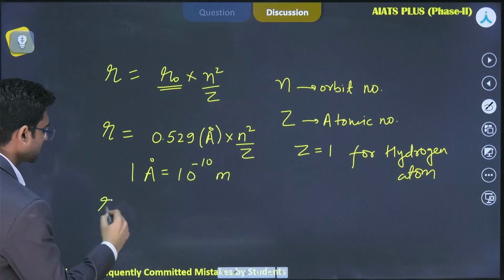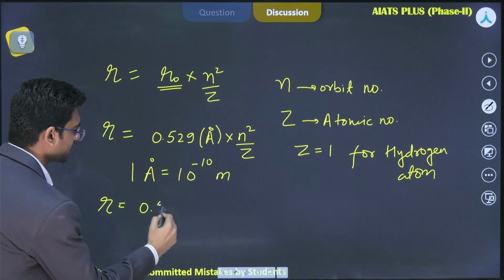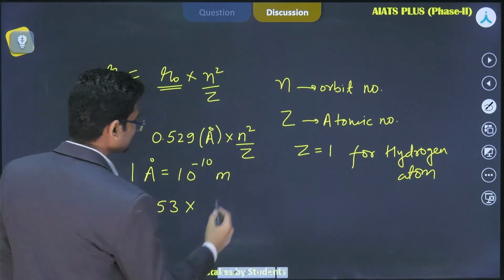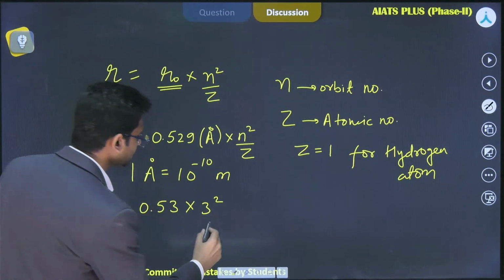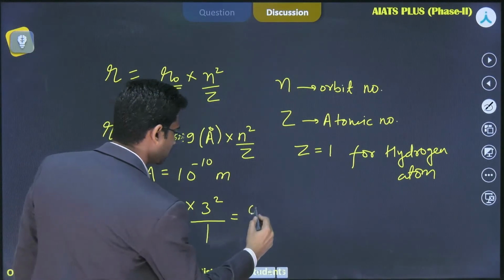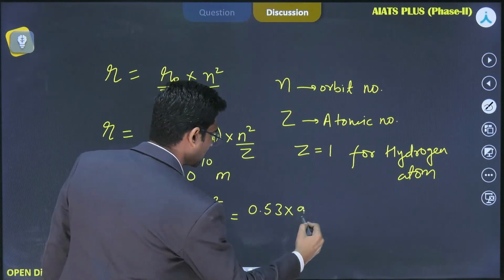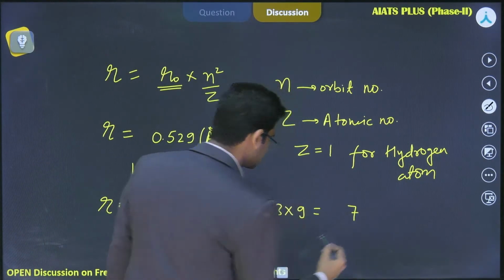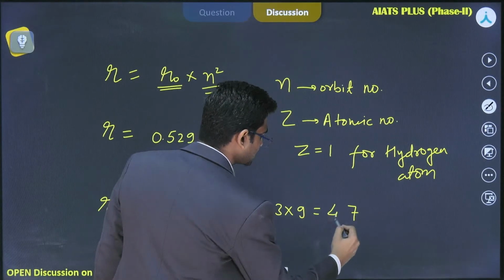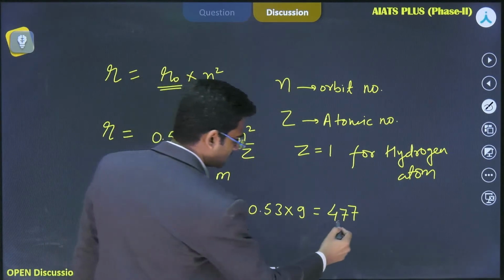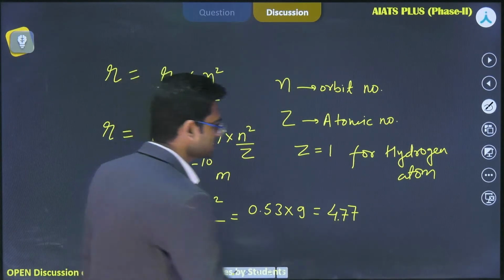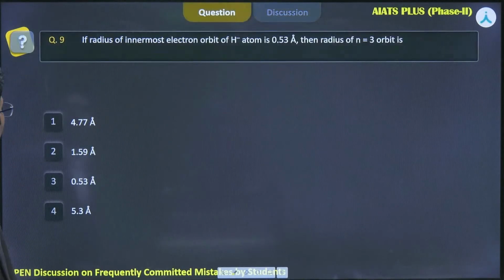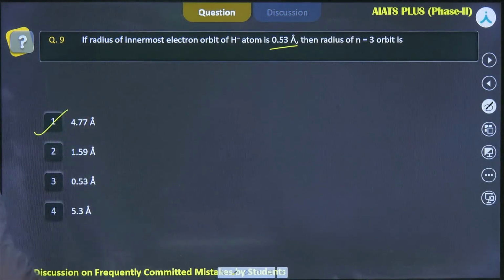Okay. So this will become r is equal to 0.529. I am writing it as 0.53 into n is 3. So this will become 3 square divided by 1. So this is 0.53 into 9. What will be the value of this? 9 into 3, 27. So this is 477 and the decimal will come here. So 4.77 and the unit, you know, it is angstrom, right? Okay. So this is our answer, 4.77 angstrom.